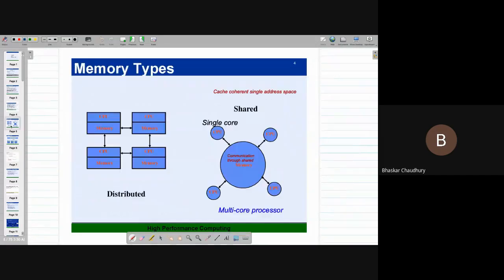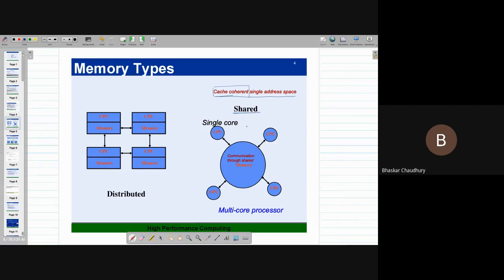Now, the first job is to really understand the memory types. So what are we really talking about by distributed and shared memory? First, let us look into this picture, the shared memory picture. I am also writing something called cache coherent single address space. We'll understand it better gradually. But remember, this is cache coherent in the case of shared memory, which is not true for distributed systems. In distributed, it is not cache coherent.